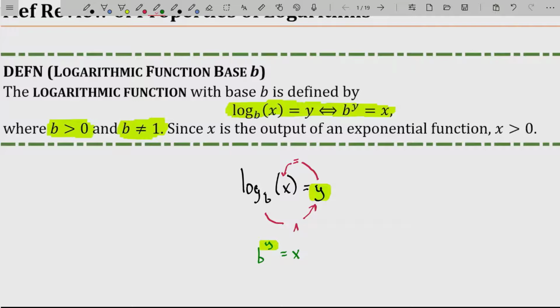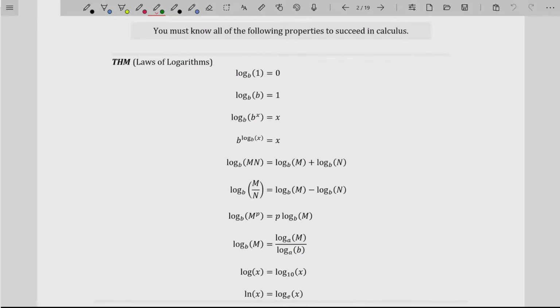Now let's move on to looking at the laws that you're required to know. And here they all are in their glory. At the top, I just state, you must know all of the following properties to succeed in calculus. There's none of them that you can just say, oh, I'll forget that one. All of them are critically important. Luckily, you've been introduced to all of them and worked with all of them to get into precalculus. If you're watching this video series, you're in a precalculus course, you've seen all these. There's no need for me to review them, but they're here. If you want to pause the video and write them down, you're more than welcome to.